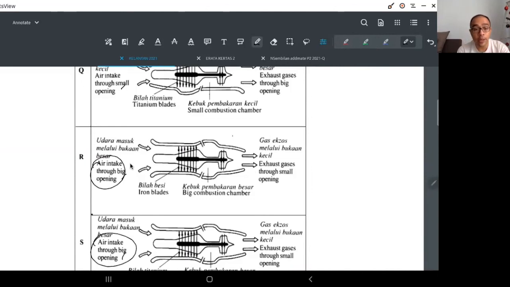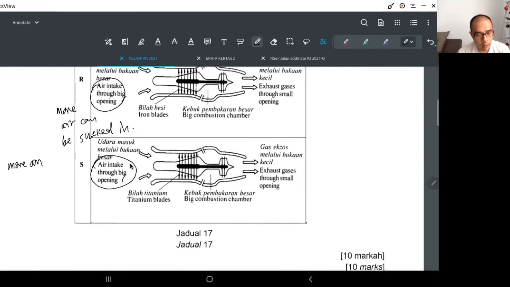Why do we want a big opening? Because you want more air to enter. Because air is needed to burn the fuel. One of the most fundamental things we learn in science from Form 1 is that you need oxygen for combustion to happen. So that's why we have the air intake through a big opening, so more air can be sucked in. Or you can also say more air for combustion. Either one of these answers is fine.